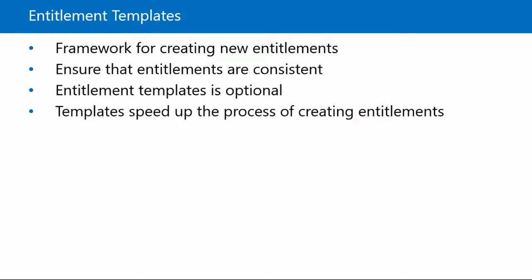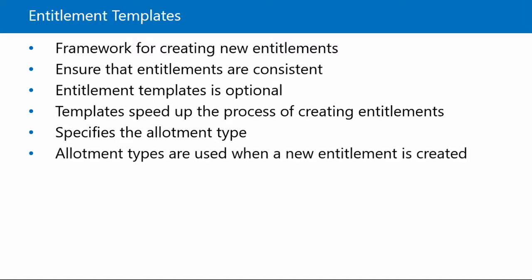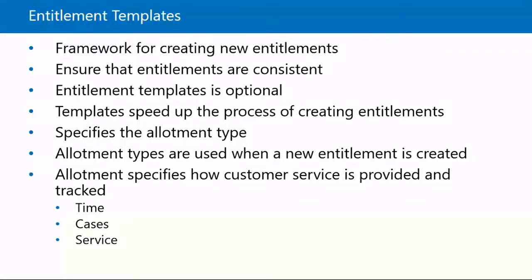Entitlement templates also specify the allotment type, which cannot be changed in the entitlements if they are based upon the template. Allotment types are used when a new entitlement is created. In addition, the allotment specifies how the service is provided and tracked, such as how much time is allocated or how many cases are allotted, or if the service is for a specific time period, say for a year or a quarter or multiple years.